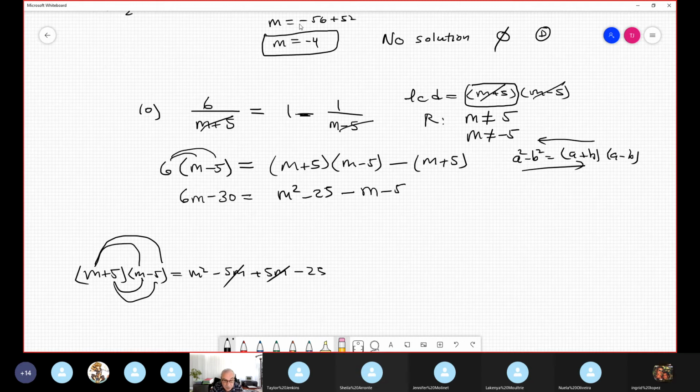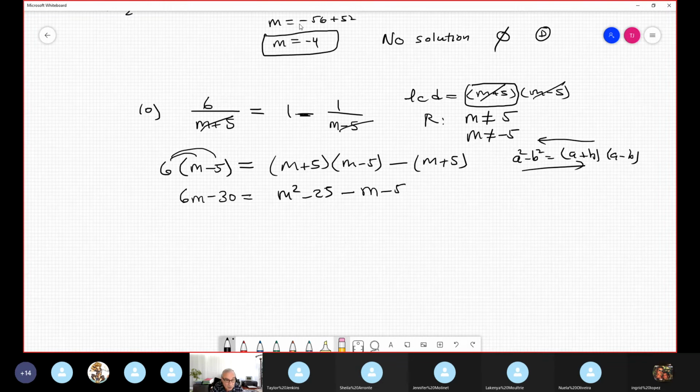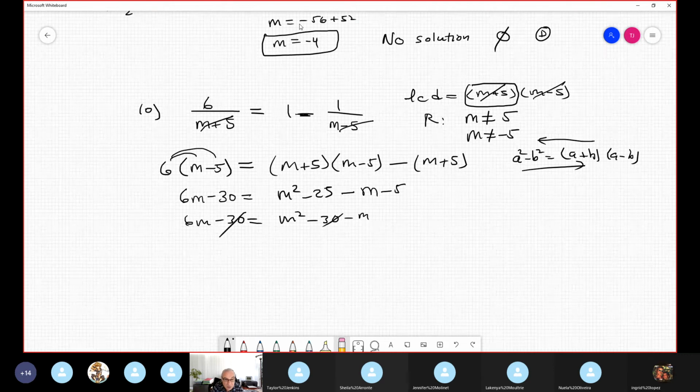Okay, so we have, let me see, 6m minus 30 is equal to m squared minus 30 again, no? This is 30, 25 and 5 minus m. Okay, this 30 is cancelled, yes or no? And so we have m squared minus m minus 6m.